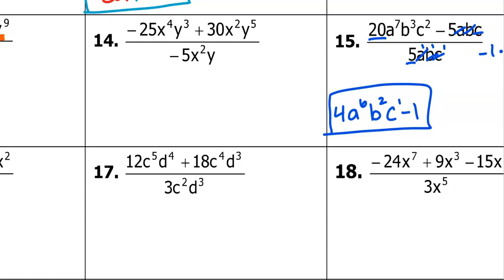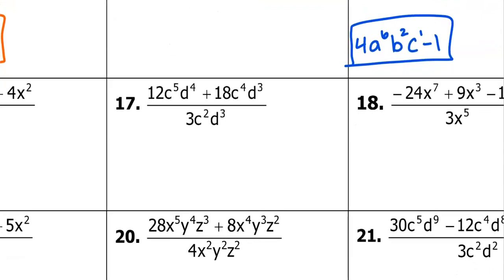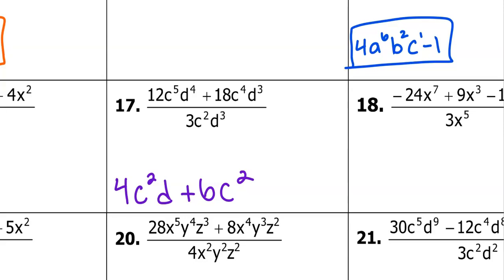You think you're ready to try one yet? I think you should try number 17. Yes, you try number 17. You can do it. All right, check your answer with mine. You should get 4c squared d plus 6c squared. What did I do? Oh, I did mess up. I did it on purpose. Okay.